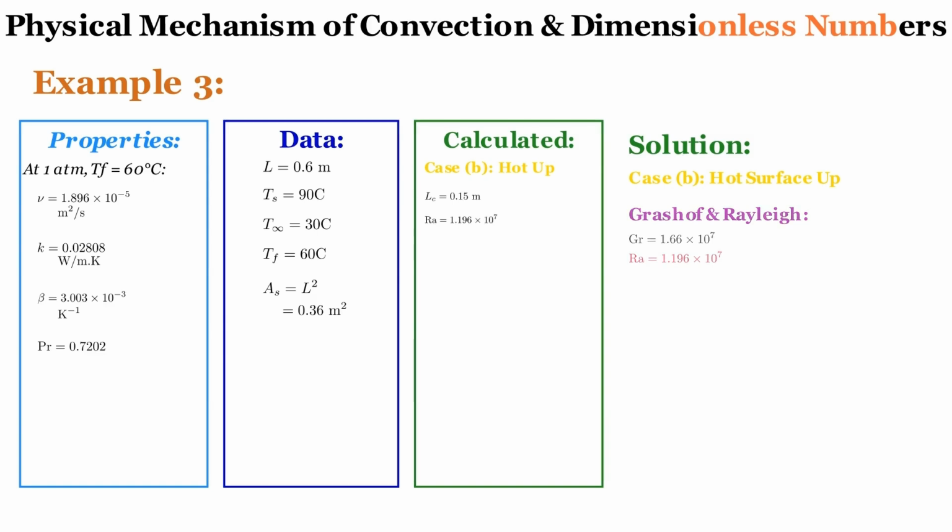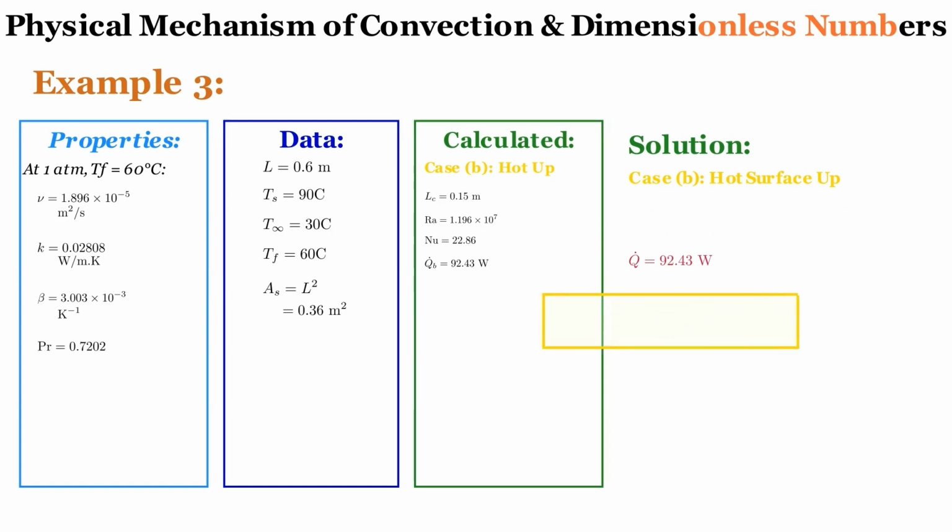Rayleigh equals 1.196 times 10 to the 7th. Nusselt number for hot surface facing up. We use a different formula. Nu equals 0.1 times Rayleigh to the 1/3 power, which gives us 22.86, much lower than case A. Now finding h and the heat transfer rate. h equals 4.2 watts per square meter Kelvin, and Q dot equals 92.43 watts. Notice this is less than the vertical case. Answer for case B. Hot surface facing up, 92.43 watts. Lower than vertical because convection is less effective in this orientation.